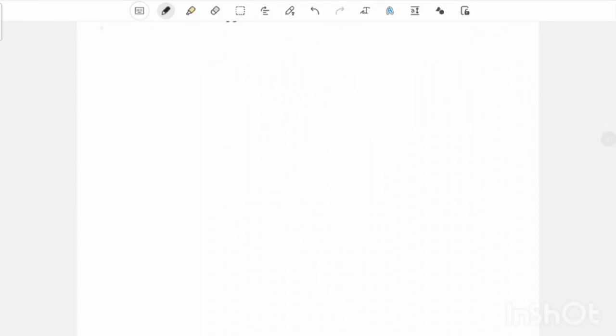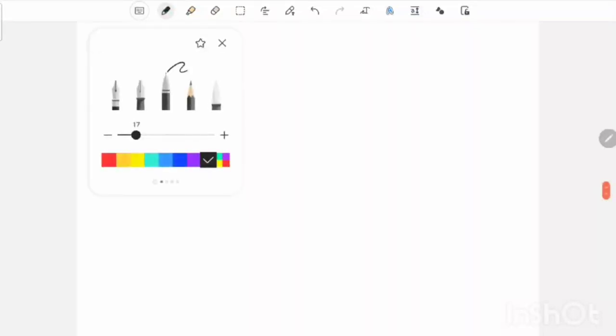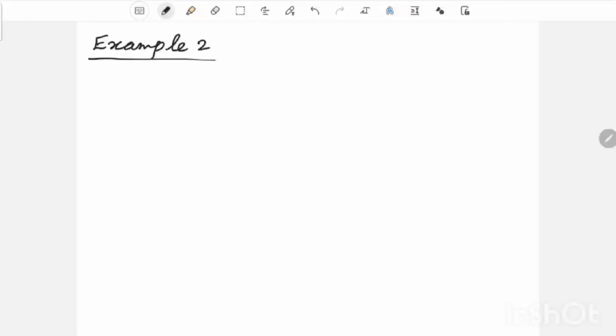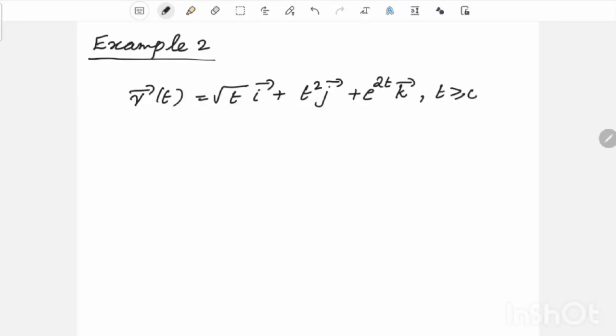Another example. Find the velocity vector, acceleration vector and speed of a particle with position vector r of t is equal to root t vector i plus t square j plus e raised to 2t vector k, where t is greater than or equal to 0.